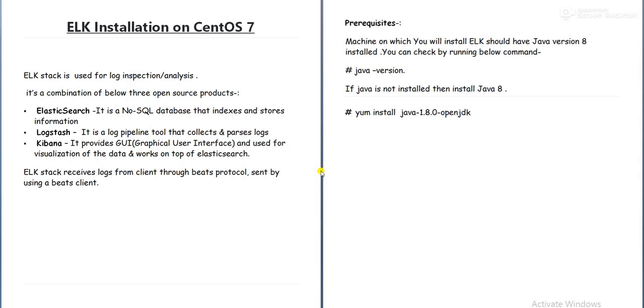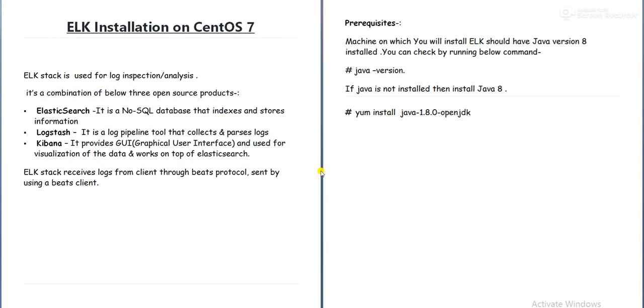Okay. So guys, before going with the lab session, I just want to give some overview of ELK. ELK is generally used for log inspection and analysis. In ELK there are three components. The first component is Elasticsearch, the second is Logstash, and the third is Kibana. Each component has a separate function. Elasticsearch is a NoSQL database that indexes and stores information. Logstash is a pipeline tool that collects and parses logs. And Kibana provides a GUI, is used for visualization of the data, and works on top of Elasticsearch.